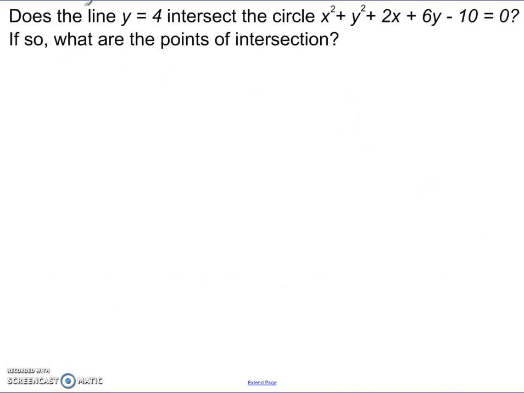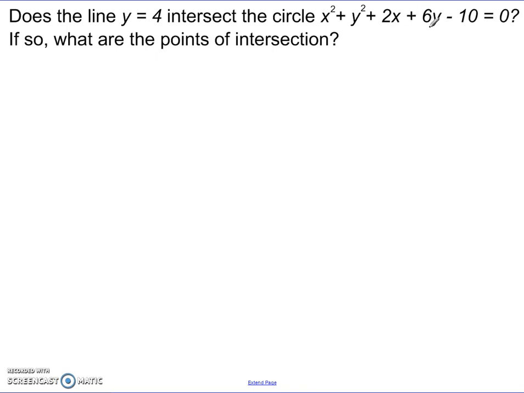First question. Does the line y equals 4 intersect the circle x squared plus y squared plus 2x plus 6y minus 10 equals 0? If so, what are the points of intersection? Now remember, when we talked about answering these sorts of questions, there were 4 steps that we said. Step 1, we have to get it in the straight line form. So y equals mx plus c.